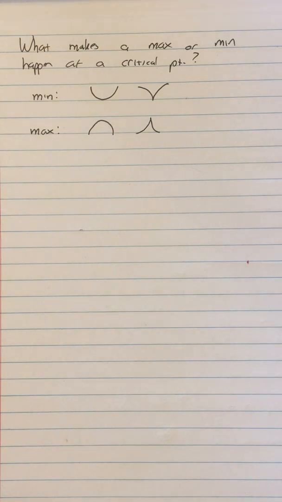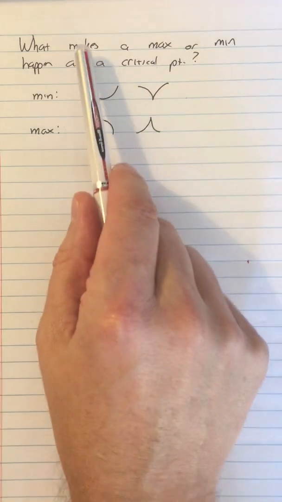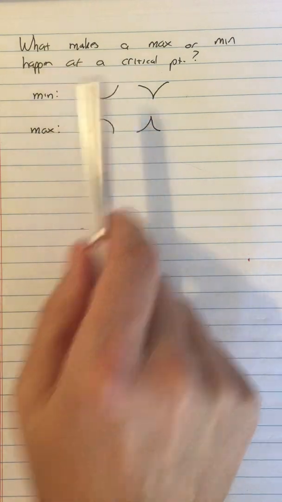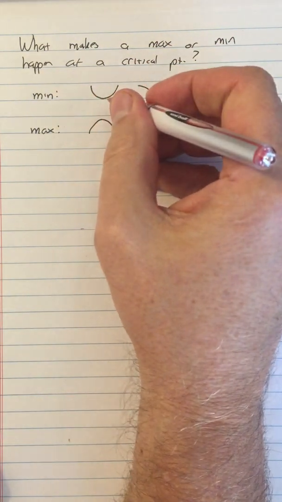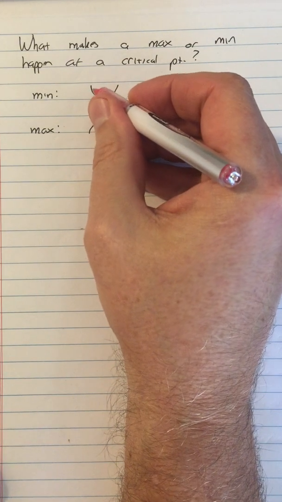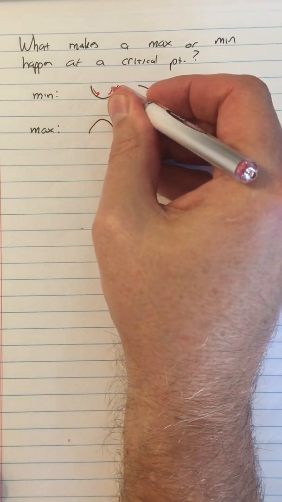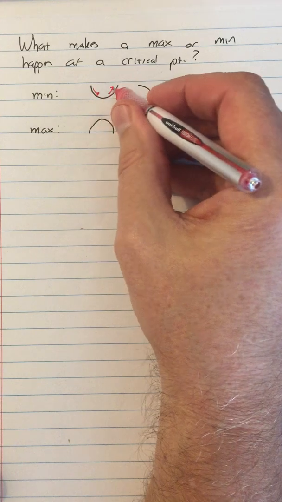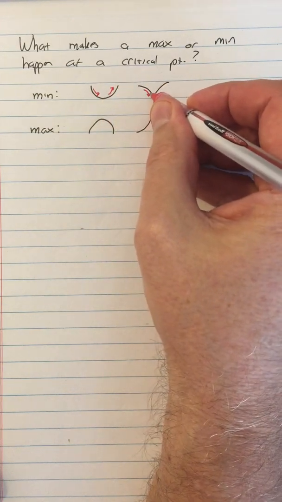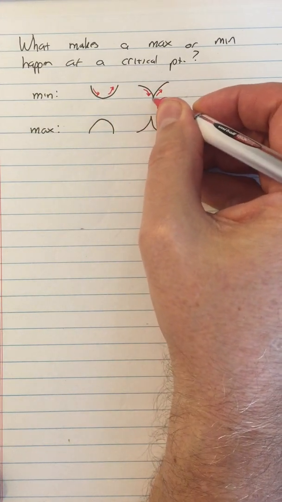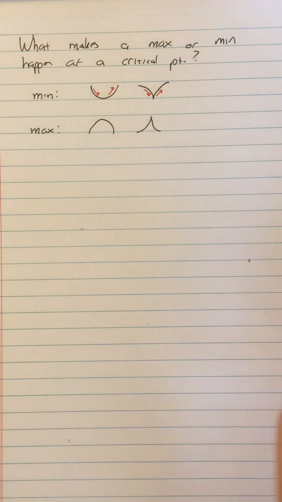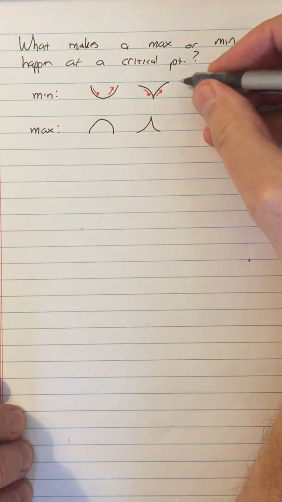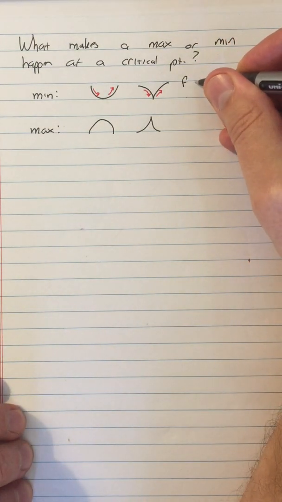So what definitively does happen at a max or a min? What makes a max or a min happen at a critical point? All right, well, what's going on with f at a minimum? F is decreasing, and then f is increasing. Whether we're at a horizontal tangent or a point where f prime is undefined, f has to be decreasing and then increasing. If you think about it, that has to happen at a min. So at a min, f has to change.